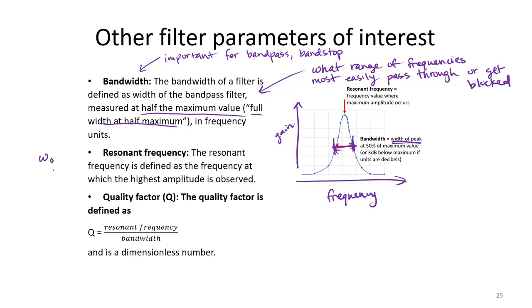Resonant frequency is the frequency at which we get the highest possible gain, or at which we see the highest amplitude of our output. Resonant frequency is very important because if we want to design a filter to amplify or block certain frequencies, we want the frequency of interest to typically be our resonant frequency.